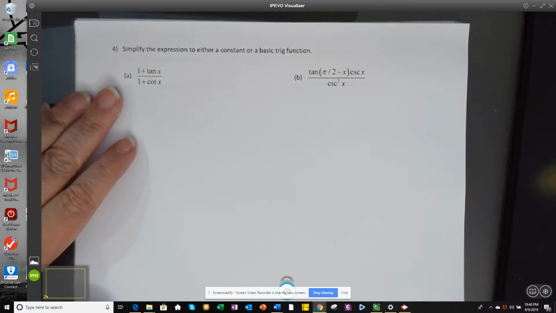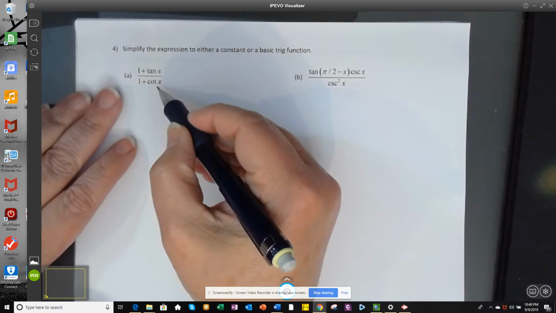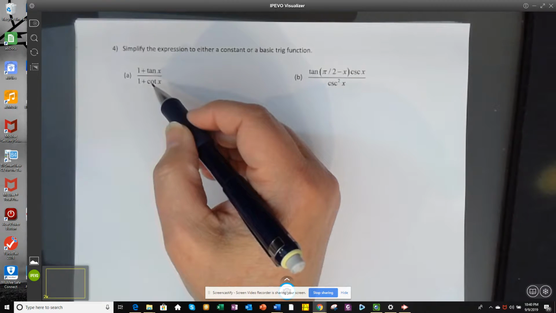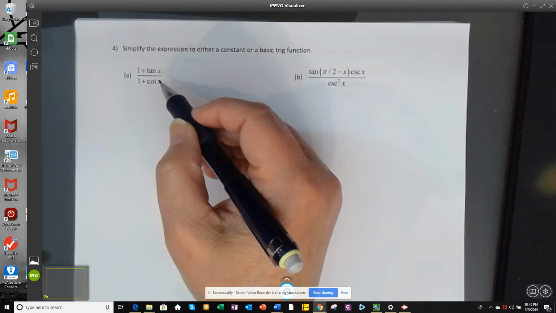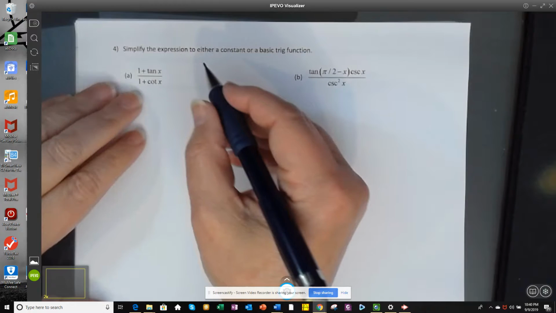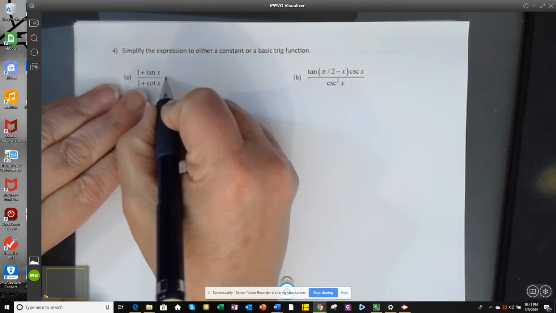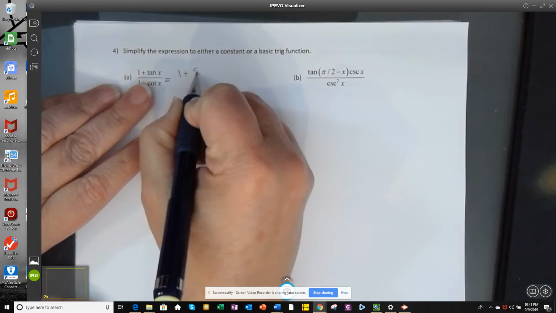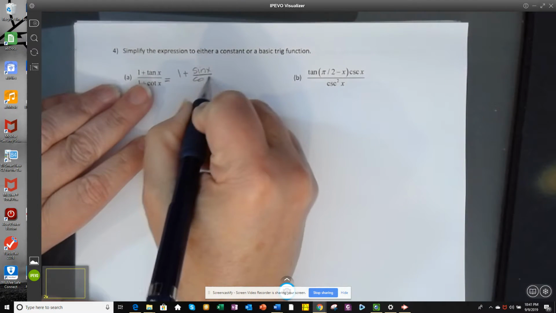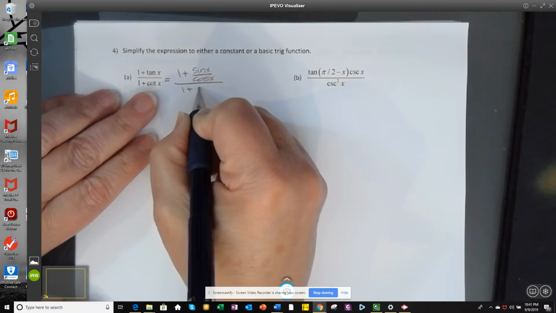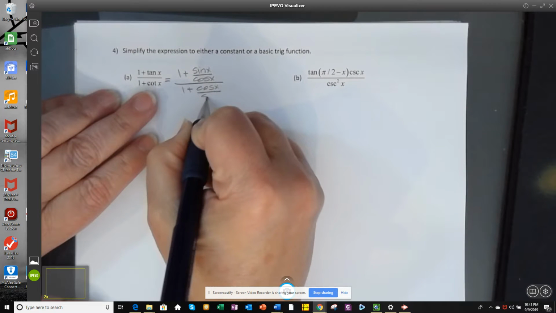But what do you notice right away? Well, I noticed that we have different trig functions here, which is kind of annoying. But I know that tangent x and cotangent x are both composed of sines and cosines. So what I'm thinking I would do is change this to 1 plus sine x over cosine x, over 1 plus cosine x over sine x.